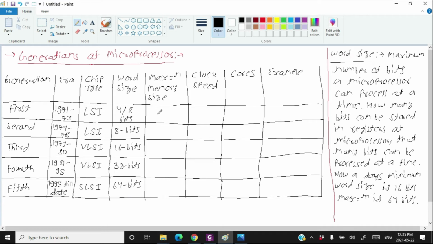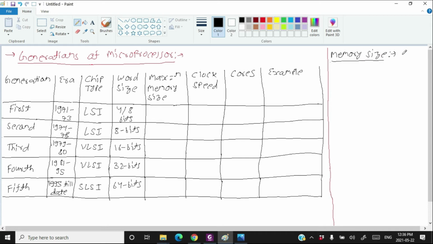Now, how much maximum memory can be supported by the microprocessors from various generations? The memory size, that means the RAM size, supported by a microprocessor depends on the word size. Memory size or RAM size supported by the microprocessor depends on the word size.